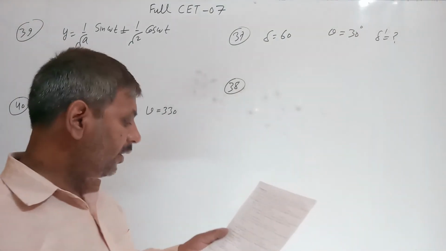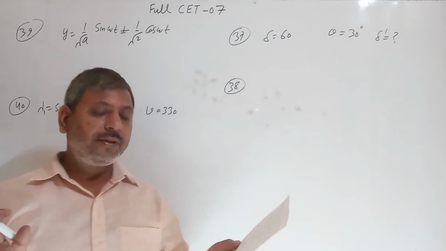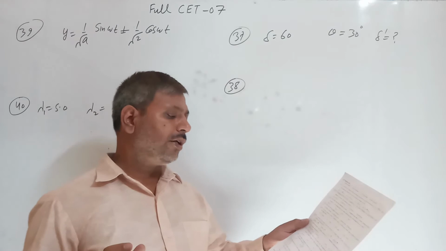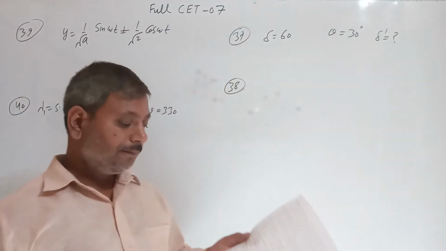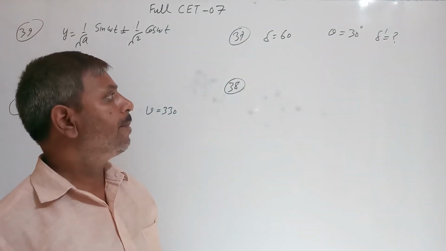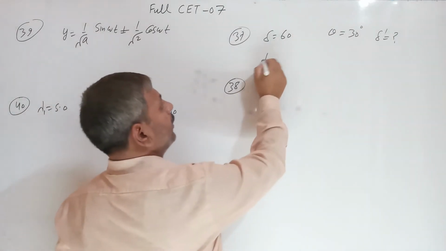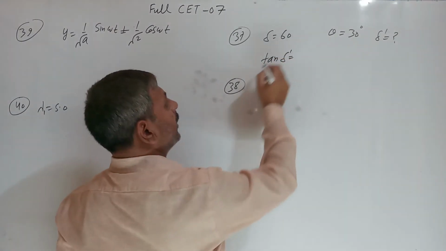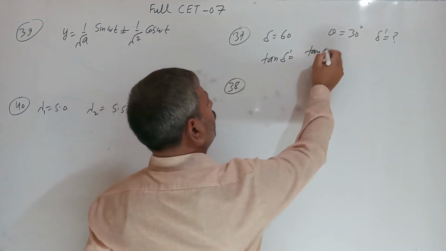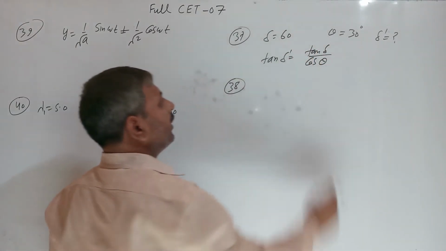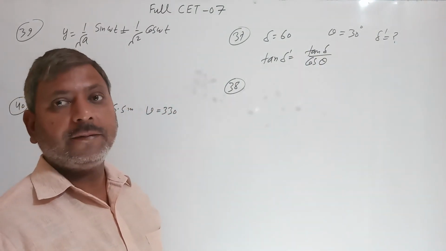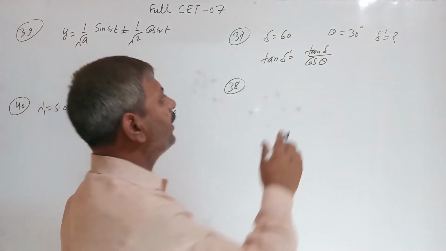Question number 37: they have given the true value of the angle of dip as 60 degrees. We need the apparent angle of dip when the magnetic needle is rotated through 30 degrees from the magnetic meridian at the same place. So theta is 30, and the true angle is 60. What do we know? The apparent angle of dip is given in terms of the true angle and the angle from the true meridian.